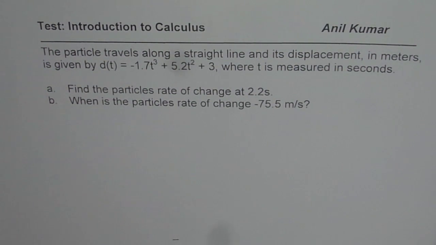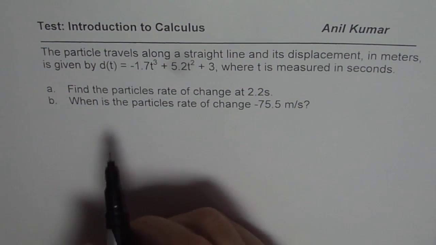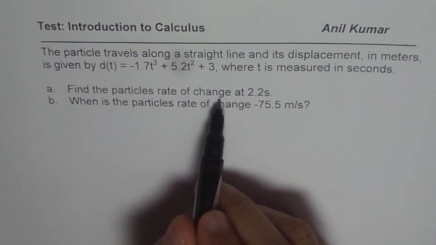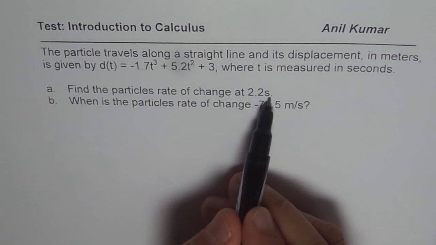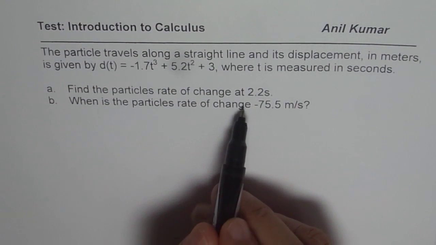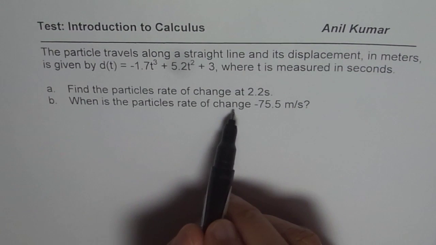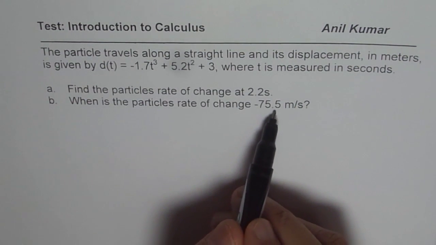Now this is a review question. I'd like you to pause the video, solve it, and then look at my suggestion. What we need to find here is the particle's rate of change at 2.2 seconds. That means the instantaneous rate of change at a point. The second one is, when is the particle's rate of change minus 75.5?